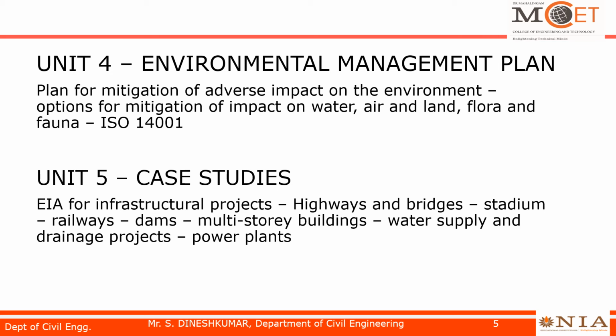Next, we'll see the environmental management plan. Everything goes by a plan, so for the protection of the environment and to avoid the impacts on it, we have to prepare a plan and follow it for the mitigation of adverse impact on the environment, and for the mitigation of impact on water, air and land, and also the flora and fauna. We'll be following standards such as ISO 14001, in which we precisely follow the methods and management plans used over the previous years to avoid and measure the impacts on the environment and to protect it from human error.